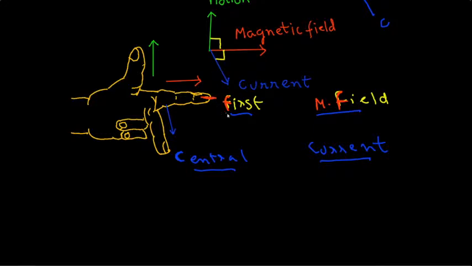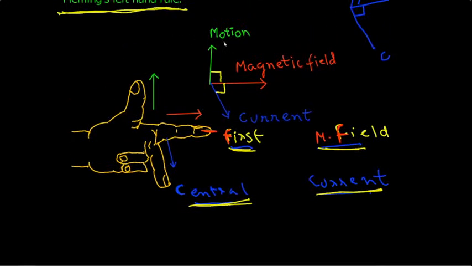If my first finger is pointing in the direction of the magnetic field and my central finger is pointing in the direction of the current, then my thumb will give the direction in which the conductor will move or the force will be experienced.